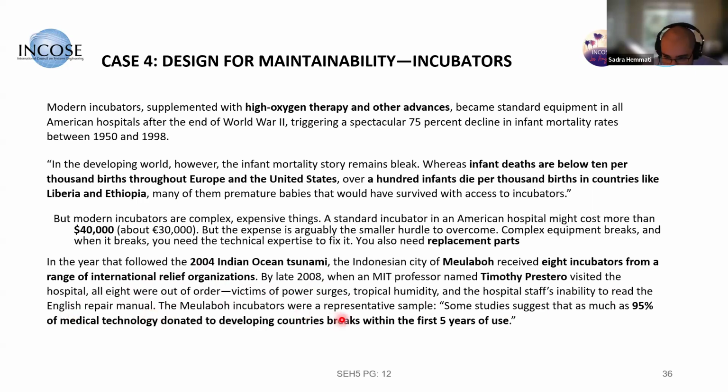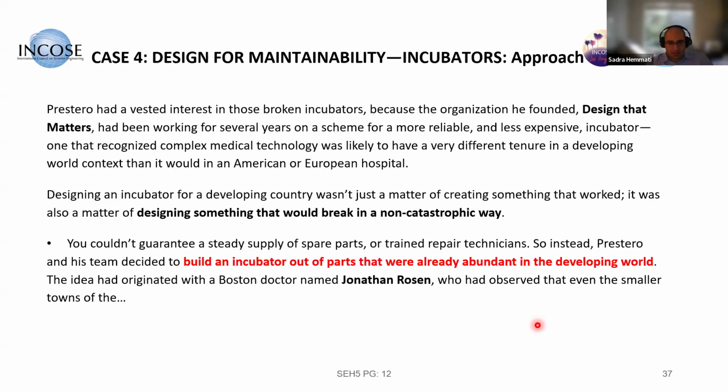So this is a trend. As much as 95% of medical tech donated to developing countries breaks within the first 5 years of use. So maintainability becomes as important as acquisition of those technologies. So he found an organization called Design That Matters.